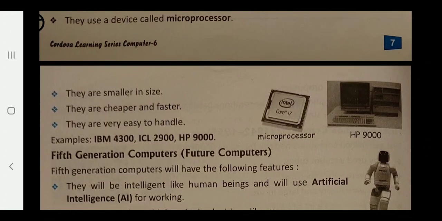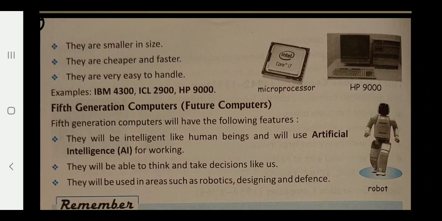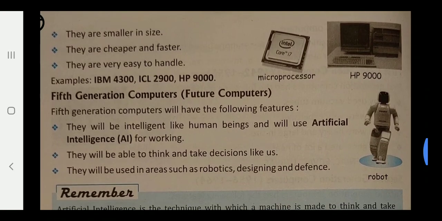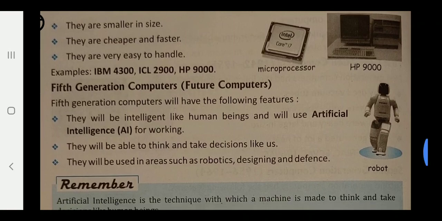They are smaller in size, cheaper and faster, and very easy to handle. Some of the examples are IBM 4300, ICL 2900, HP 9000. In today's generation, many computer centers, research centers and scientific labs are using fourth generation computers due to their features. Now come to fifth generation computer.